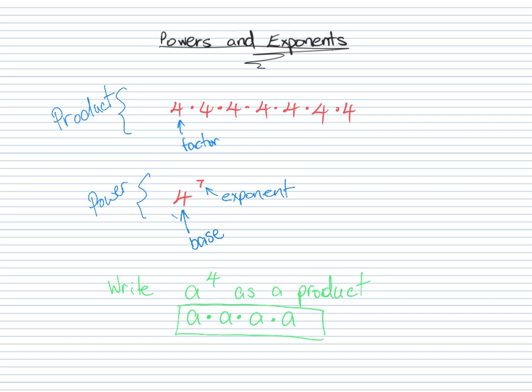Or I could go the other way around, and I could ask you to write 7 times 7 times 7 as a power. And you'd say, well, 7 is being multiplied by itself. How many times is 7 being multiplied by itself? 3 times, so the exponent is 3. So that's really all powers and exponents are about, being able to understand that taking a number and raising it to a power is multiplying that number or that factor by itself that many times. Hope that helps.